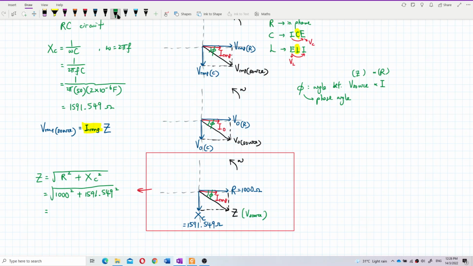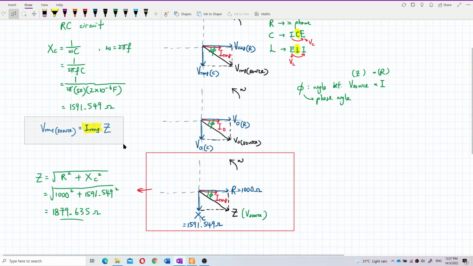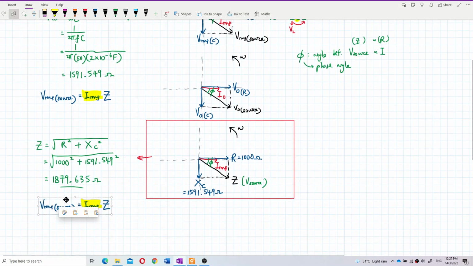Let's calculate: 1000 squared plus 1591.549 squared, square root, and the answer is 1879.635 ohm. Okay, so that's the impedance. So I got this impedance ready, and I can use this formula to get the current.